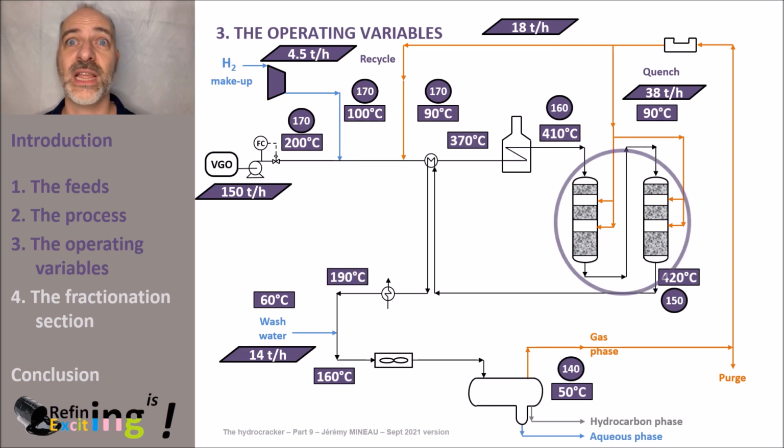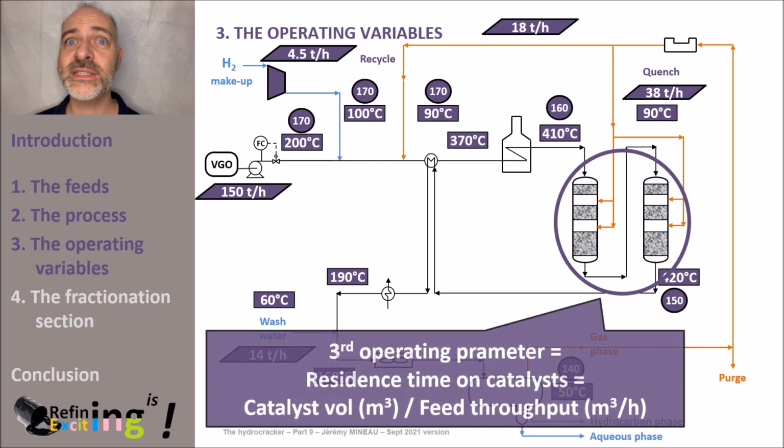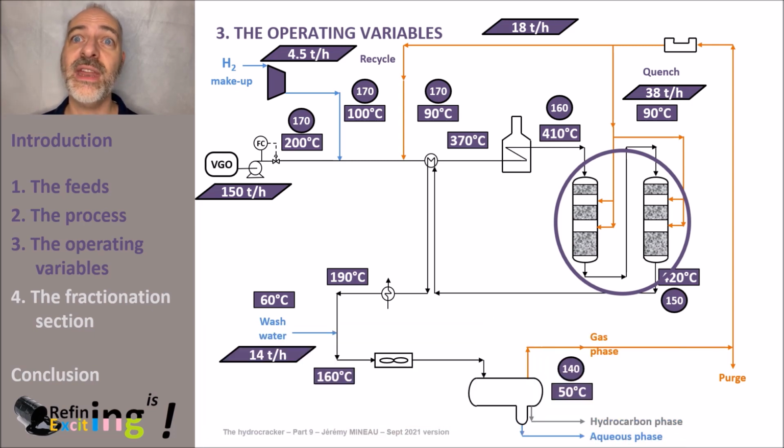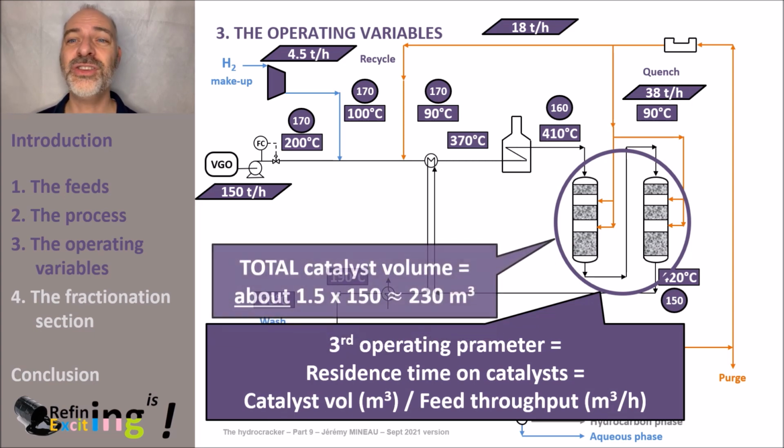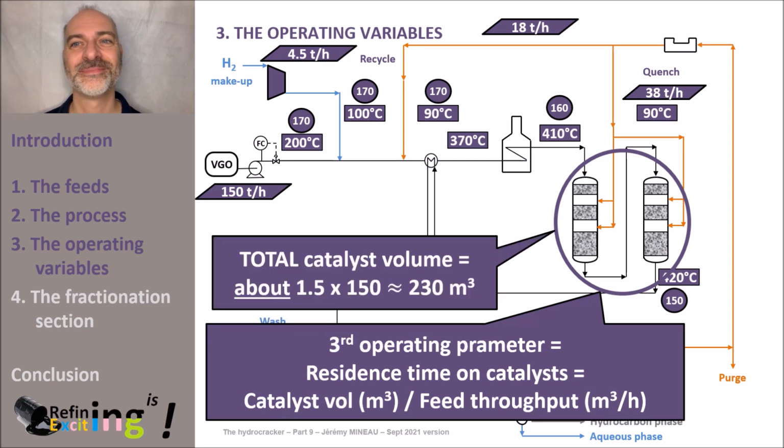Then we have the residence time on the catalysts. This residence time is typically calculated by dividing the amount of catalyst in cubic meter by the liquid feed rate at 15 degrees C in cubic meters per hour. Here is typical order of magnitude. The amount of catalyst is about 1.5 times the hourly liquid feed flow rate. So, in our case, for 150 tons per hour, or about 150 cubic meters an hour, we will have a total amount of catalyst, pretreatment plus cracking, of about 230 cubic meters of catalyst.